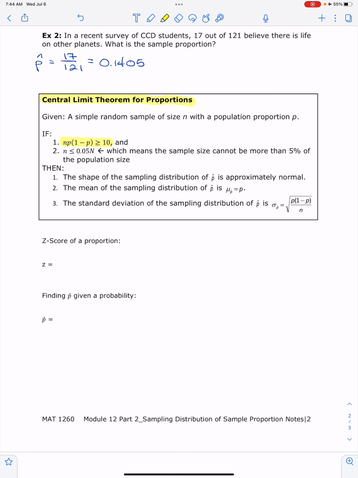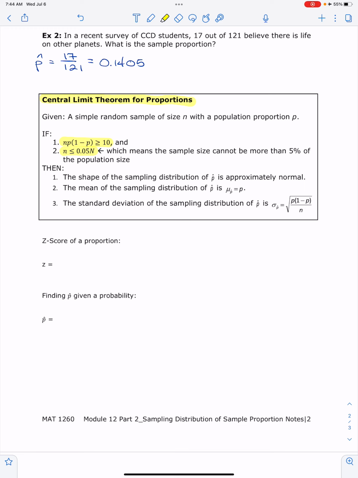We also want to make sure that our sample size is smaller than 5% of the entire population. That doesn't typically come up too much. Sometimes we don't know the size of the population. We are going to assume that what we're given is what we need to work with.